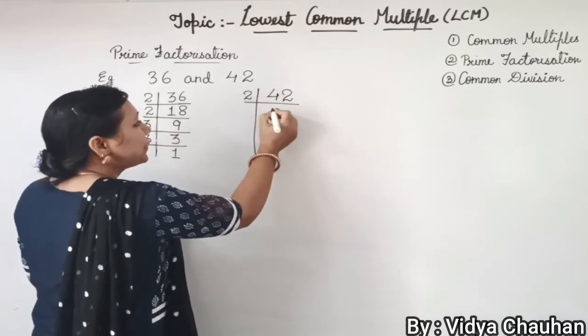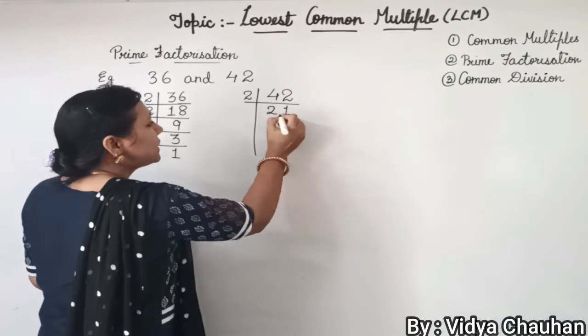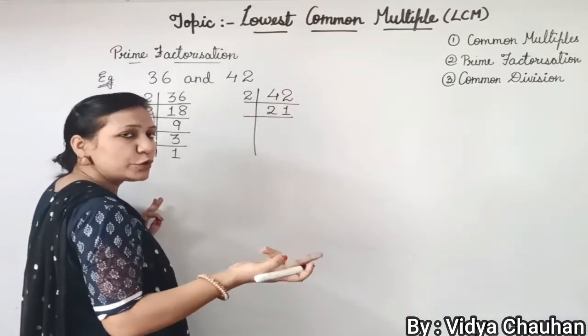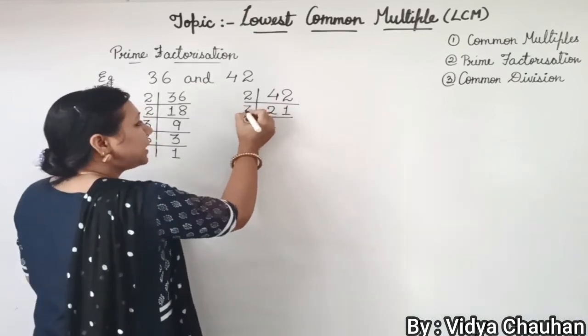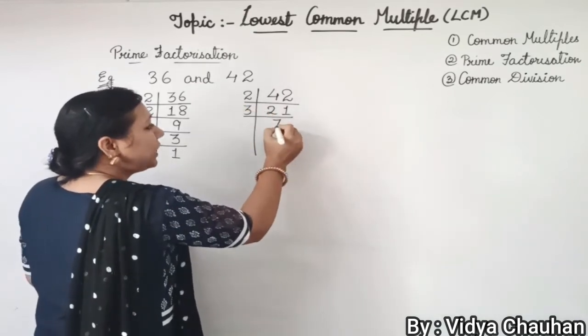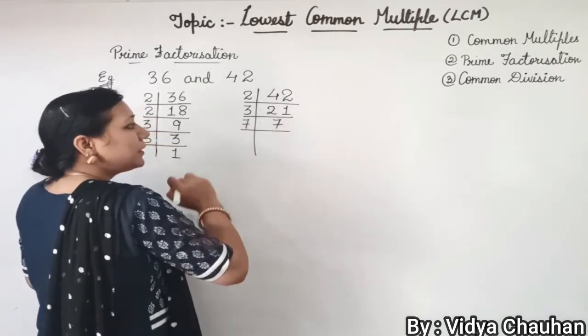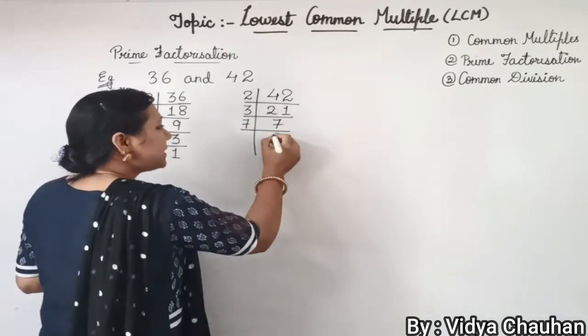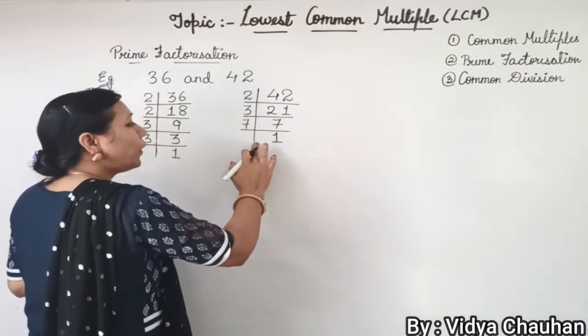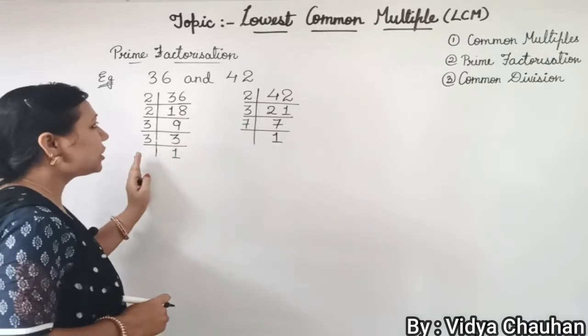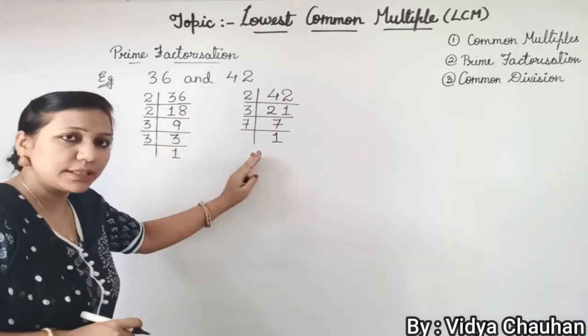Starting with 2, 2 21 times gives 42. Now 21 is not divisible by 2 anymore, so we choose the next prime number, 3. 3 7 times gives 21, and then 7 is divisible by 7 only. So 7 1 time gives us 7. So we have done the factorization of 36 and 42 separately.